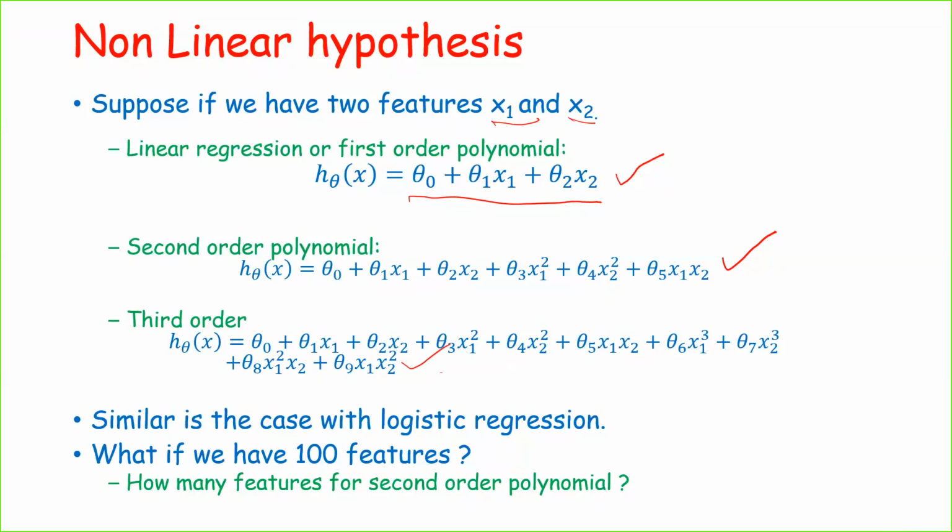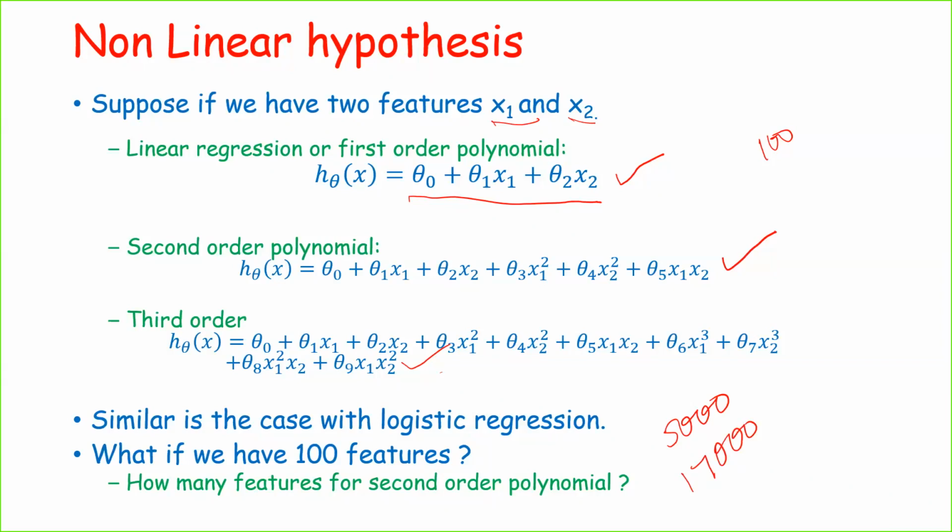What if you have 100 features? How many parameters are you supposed to learn at the second order polynomial? How many at the third order polynomial? With 100 features, if you go for the second order polynomial, you will have to learn around 5,000 parameters. If you go for the third order polynomial, you will have to learn around 17,000 parameters, right? It means a huge number of parameters you'll have to learn to represent the nonlinear hypothesis.